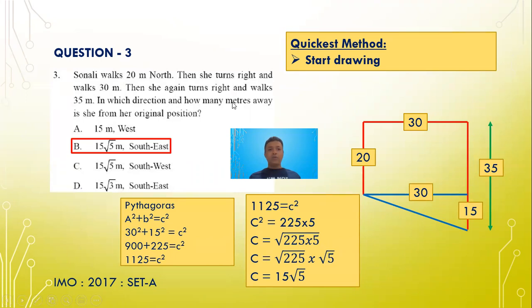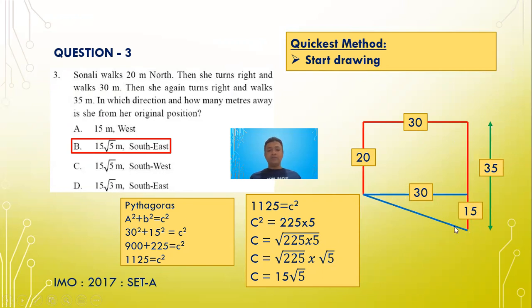In which direction and how many meters away is she from her original position? So the original position is this point. She walks 20 meters north. She turns right, walks 30 meters. She turns right again at this point and walks 35 meters. So what is the horizontal distance between the start and the end point? It is 30, because this distance is 30. And what is the vertical distance between this point and this point? It is 35 minus 20, the whole distance minus 20, which is 15. So horizontal is 30, vertical is 15.